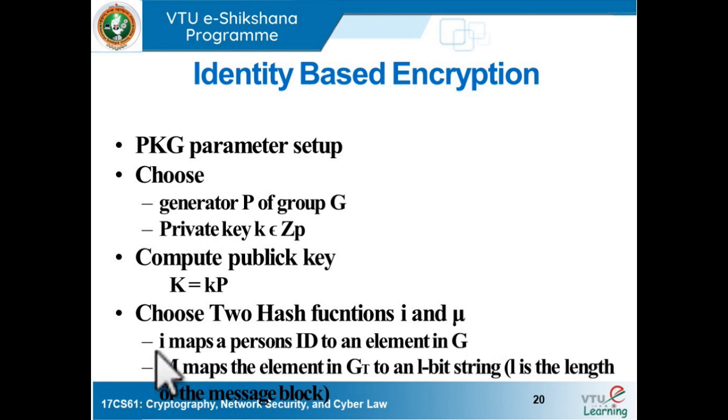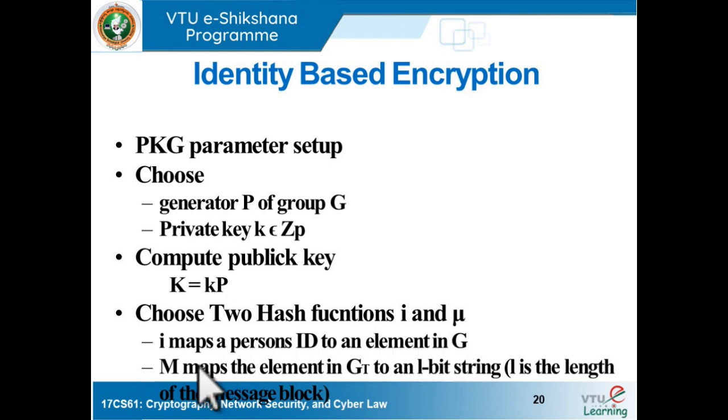Now what does this first hash function refer to? The hash function I maps the person's ID. This person's ID is of arbitrary length and this ID is usually represented in binary. Now this hash maps the person's ID to an element in the group G.